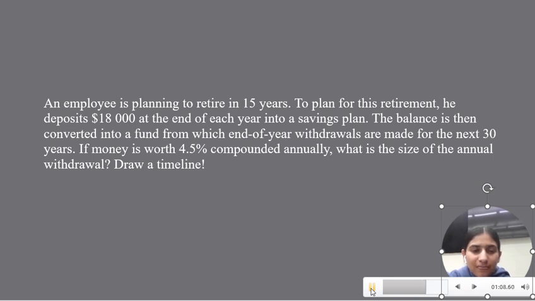So you can see here is the problem. An employee is planning to retire in 15 years. To plan for this retirement, he deposits $1,800 at the end of each year into a savings plan. The balance is then converted into a fund from which end of the year withdrawals are made for the next 30 years. If money is worth 4.5% compounded annually, what is the size of the annual withdrawals?